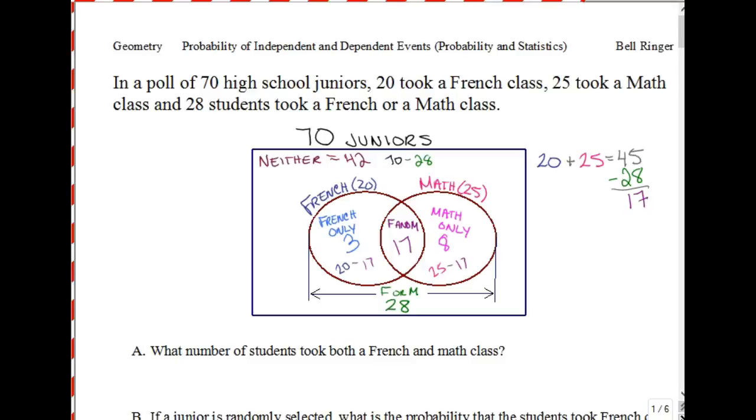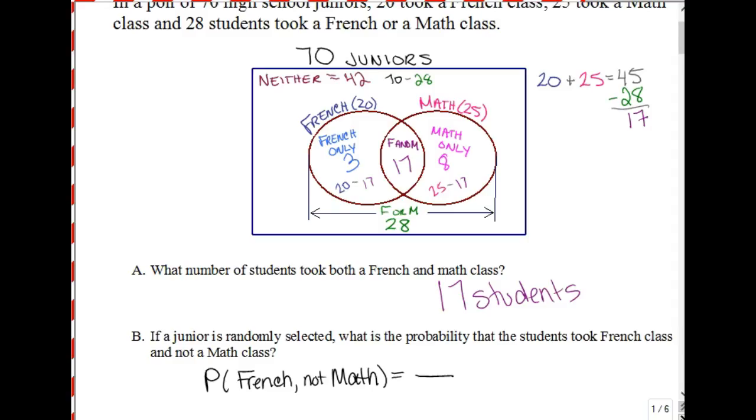To answer the first question, what number of students took both a French and a math? That is 17. The next, if we're looking at a junior who is randomly selected, what is the probability that the student took French but not math? First, let's figure out our denominator.